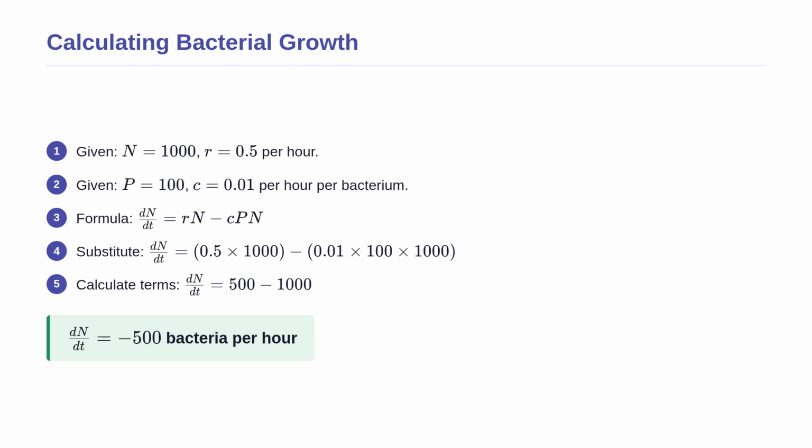This negative result physically means the innate immune system is successfully overwhelming the infection, reducing the population by 500 cells every hour.